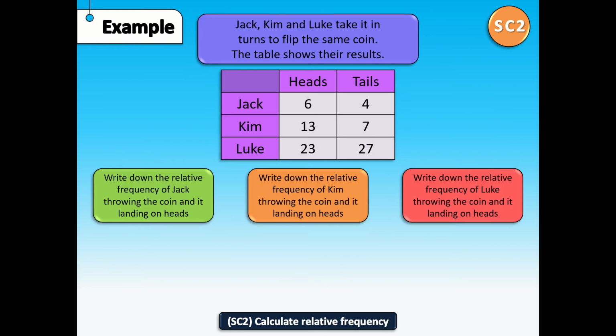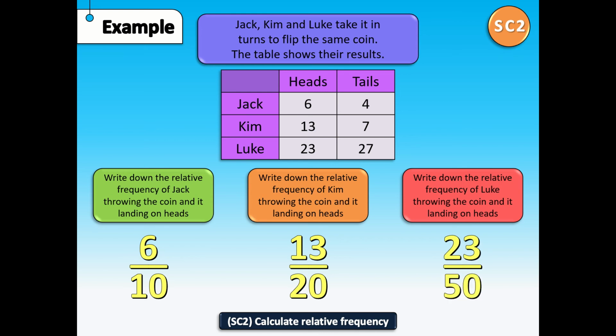In this question, Jack, Kim and Luke take it in turns to flip the same coin, and the table shows the results. So in the green question, we want to write down the relative frequency of Jack throwing the coin and it landing on heads. So we got heads 6 times out of 10 trials. The relative frequency of Kim throwing the coin and it landing on heads, so she got heads 13 times out of 20. And finally, the relative frequency of Luke throwing the coin and it landing on heads is 23 out of 50.